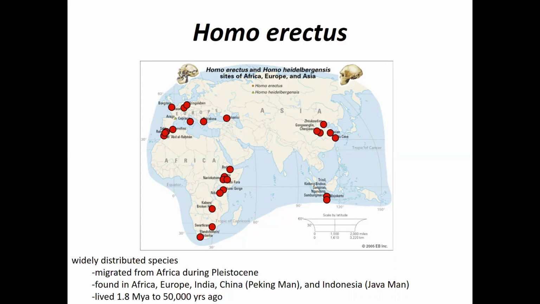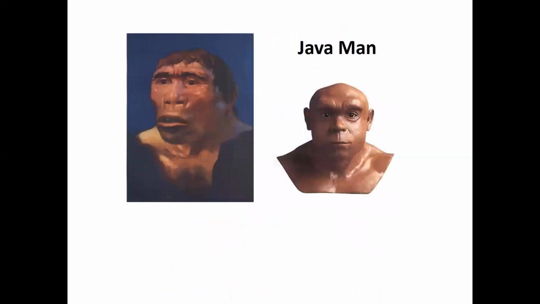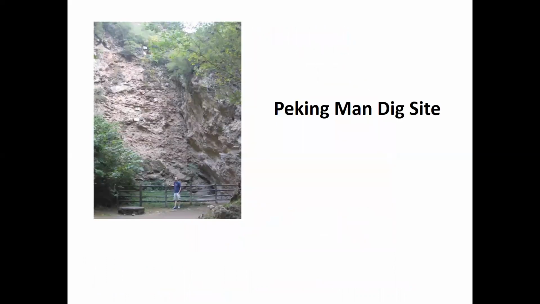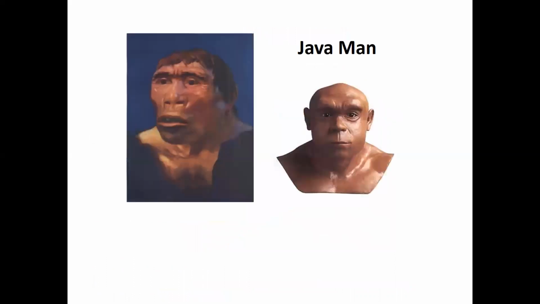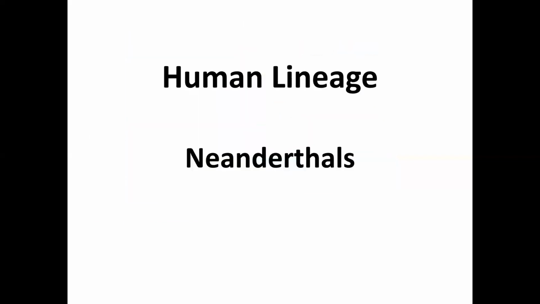Here's a Peking man dig site. This is in China, and Java man is in Indonesia. And so these are all Homo erectus, and they look a little different. They were shorter than the African Homo erectus. So you can see even variations in Homo erectus geographically, how they were adapting to the environment in different parts of the planet as they spread out.